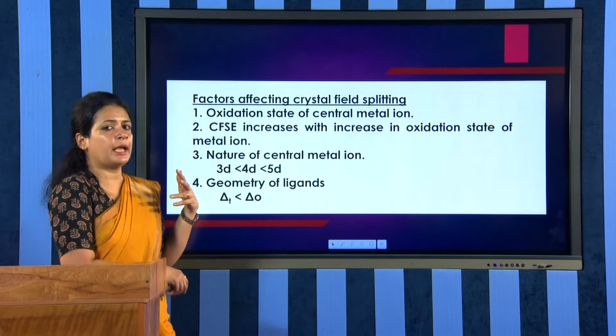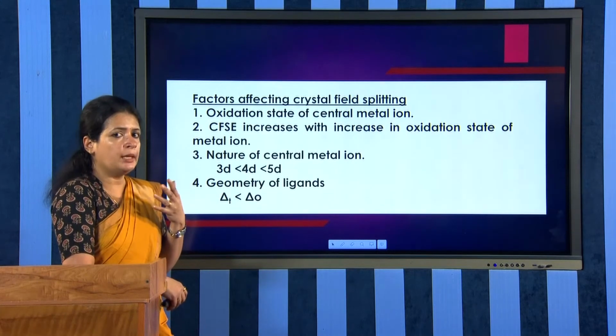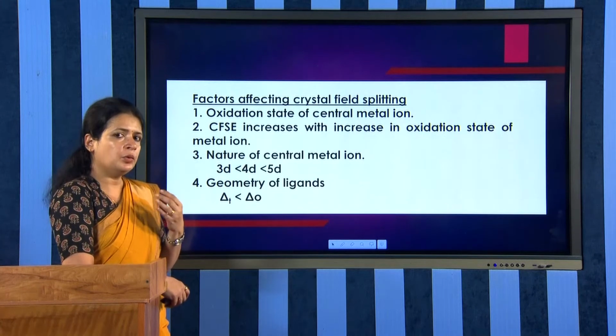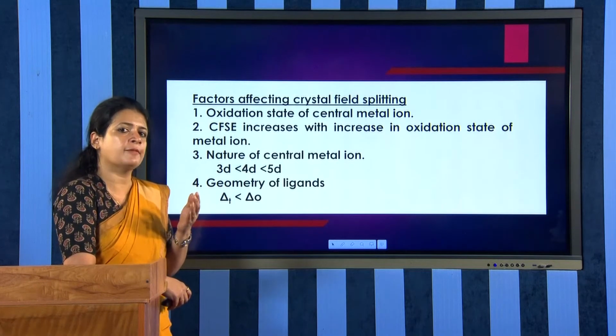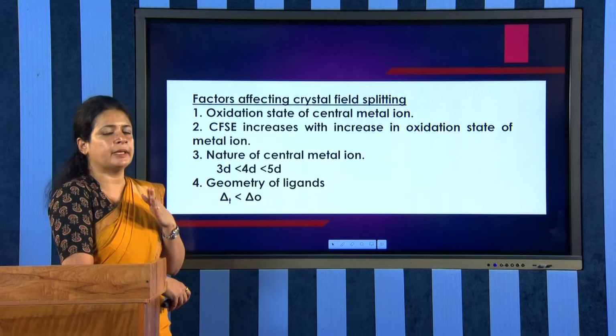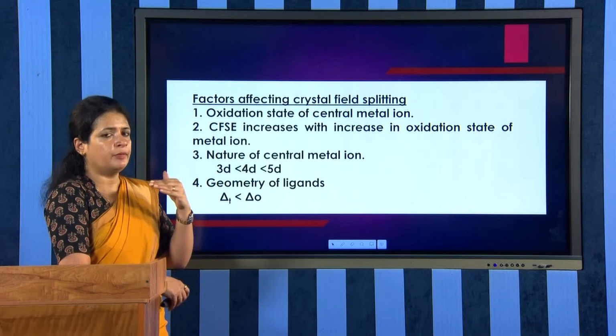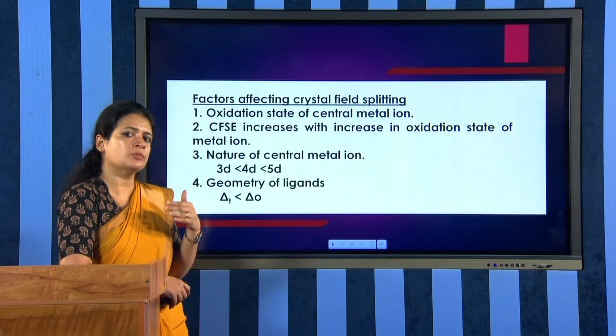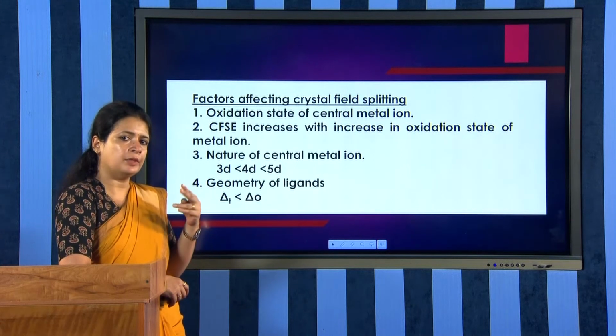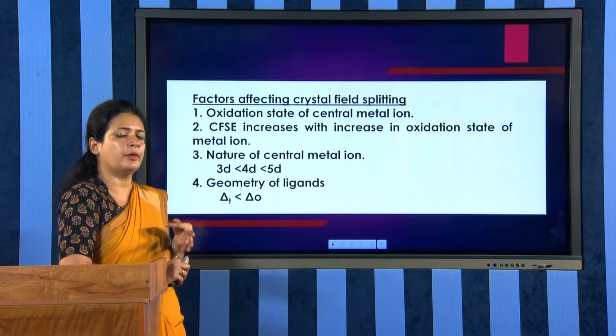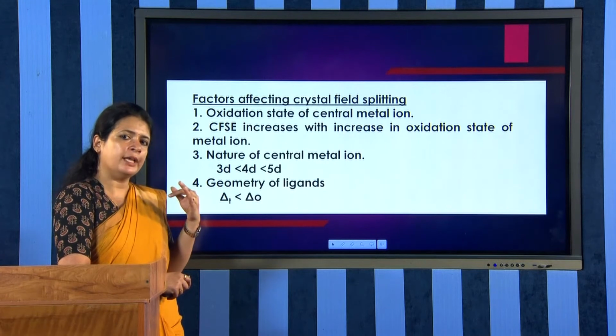Nature of the central metal ion means what type of central metal ion is there. We know that these coordination complexes are formed by the transition metal ions, that is, we have the 3d series, 4d series and 5d series. We have 3 types of transition metal ions, that is 3d, 4d and 5d series.